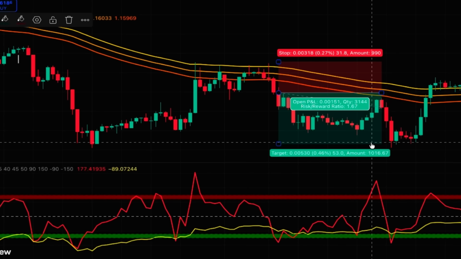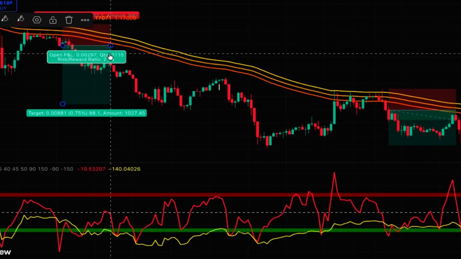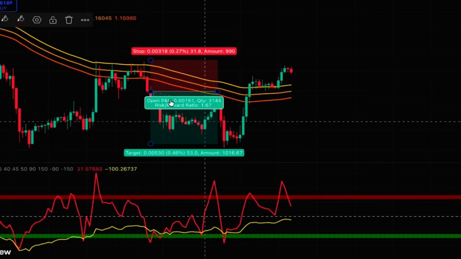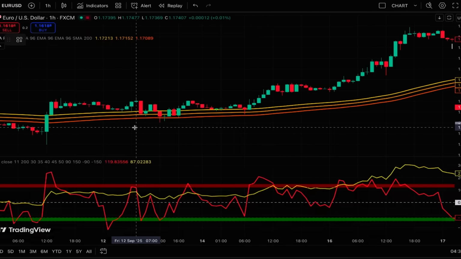But as I mentioned earlier, to decrease your risk, it's better to focus only on the first pullback. Here you can see that after this trade, this was the last movement of this downtrend, and then the price turned above the ribbon. Alright, now let me teach you the long position setup.